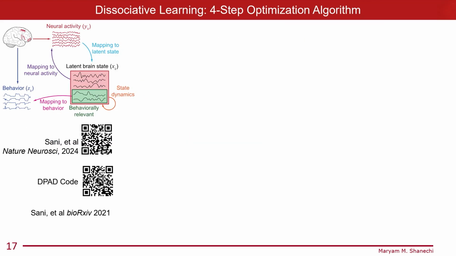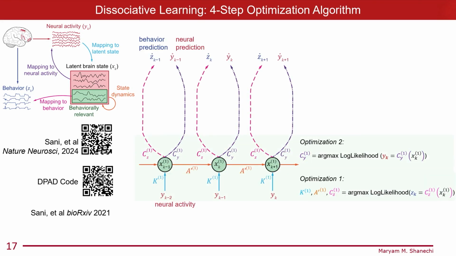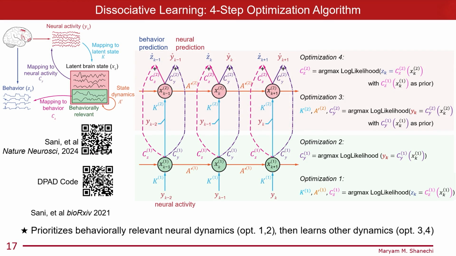So again, intuitively, how does this work? Of course, I don't have time to go into the details. So DPAD is a multi-section recurrent neural network model that is trained with neural and behavioral data jointly using 4 optimization steps. In the first 2 steps, we learn the first section to just capture the behaviorally relevant neural dynamics. And we do this through a behavior likelihood or prediction loss. And then once we capture those dynamics, we say, OK, how much of the dynamics in neural data is not already described? And then we learn those in the last 2 optimization steps to learn the additional neural dynamics.